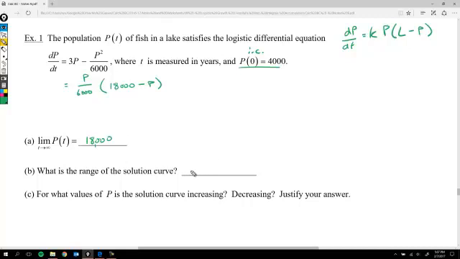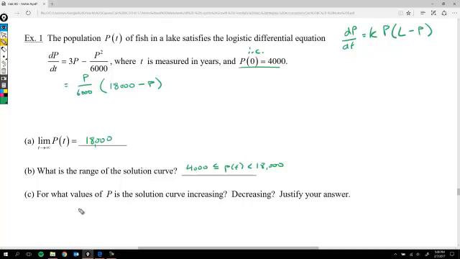So what is the range of my solution curve? Well, I start at 4,000, so that's my smallest, and I actually exist at 4,000 because that's my initial condition. The biggest I'll ever be is 18,000 because I found that to be my limit. Because this is a limit to infinity, it'll never actually equal 18,000 because you can never actually reach infinity. So I'm not going to put a line under this inequality.